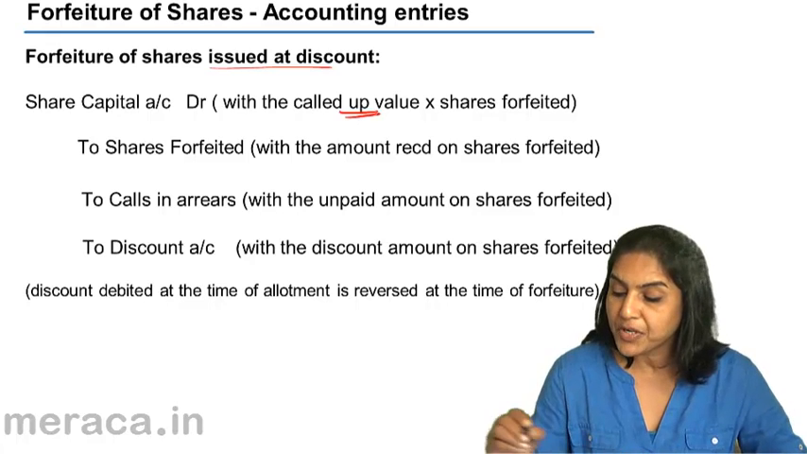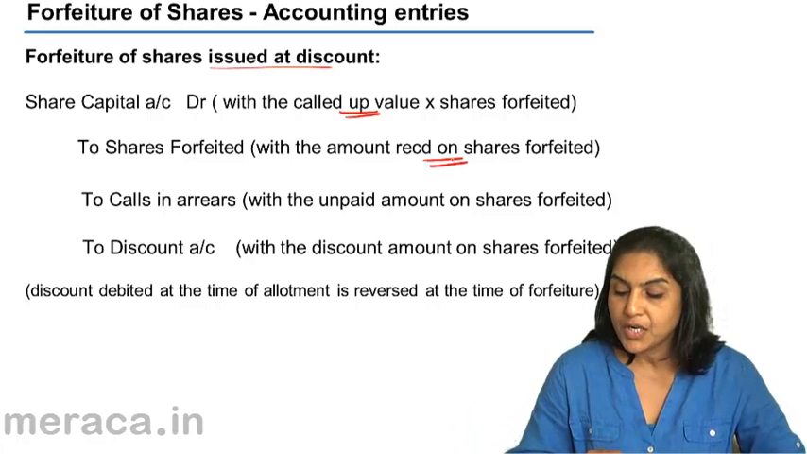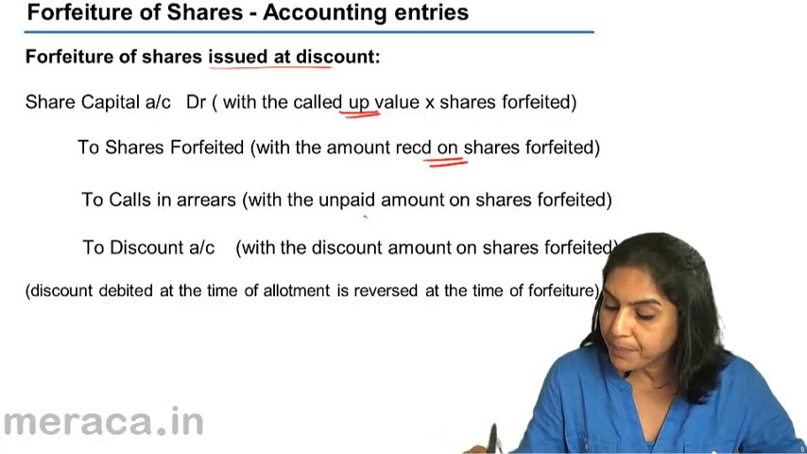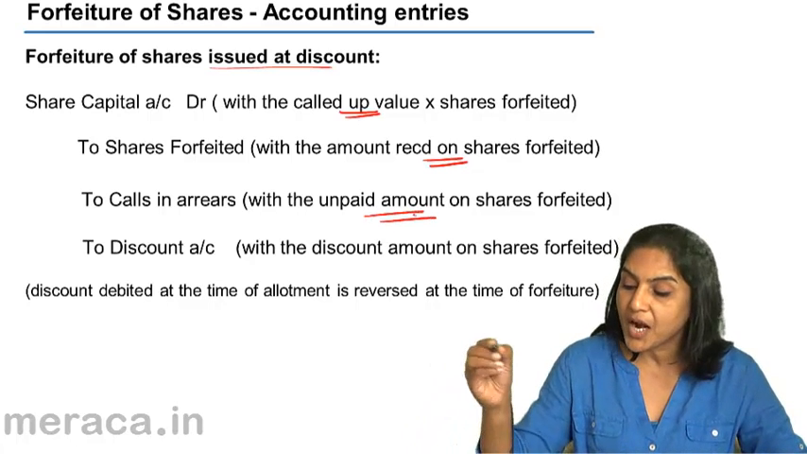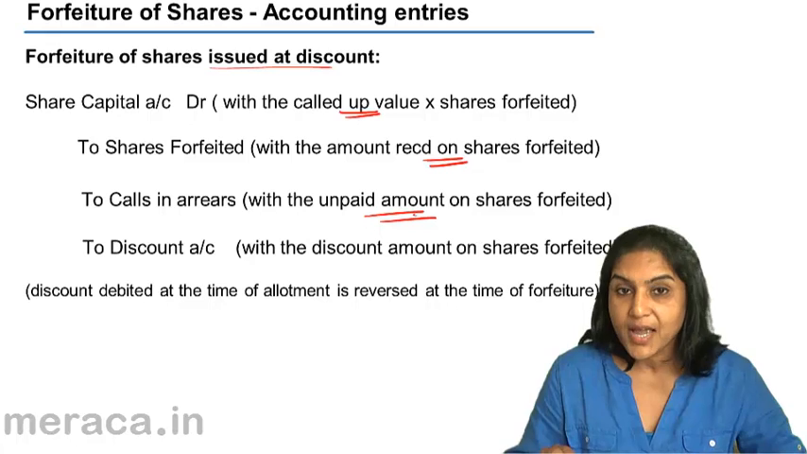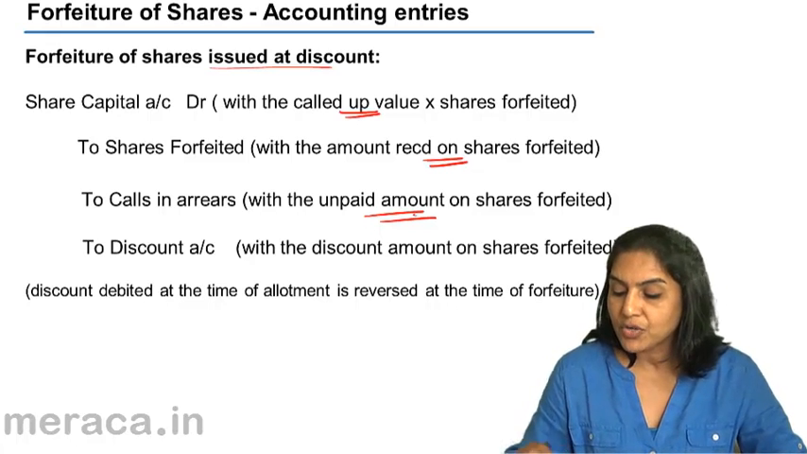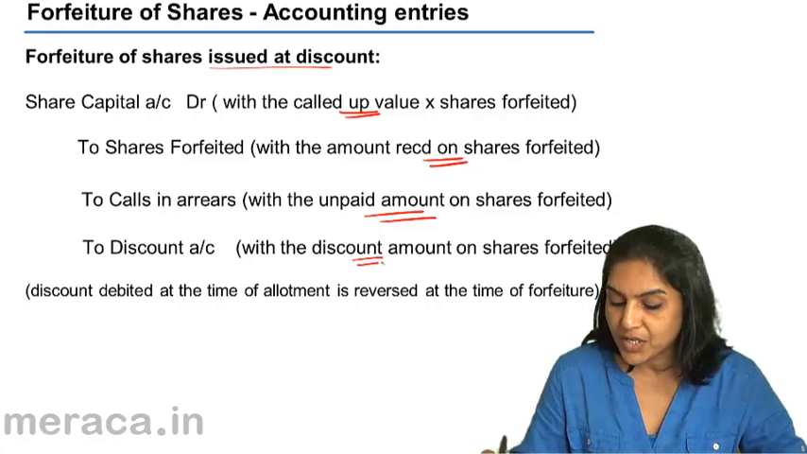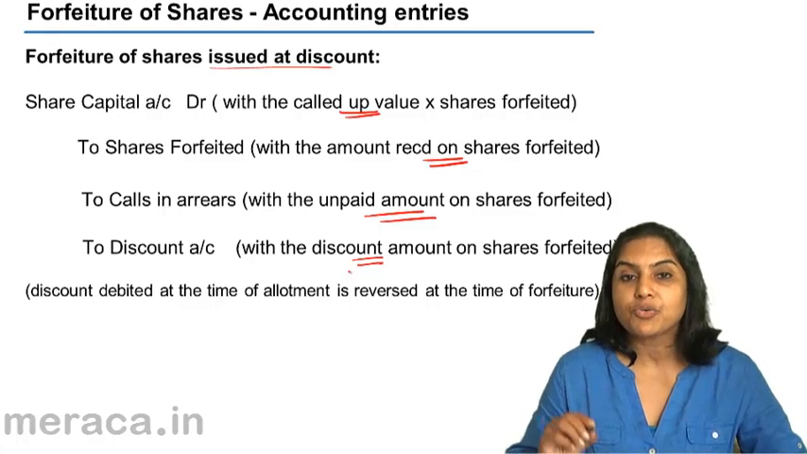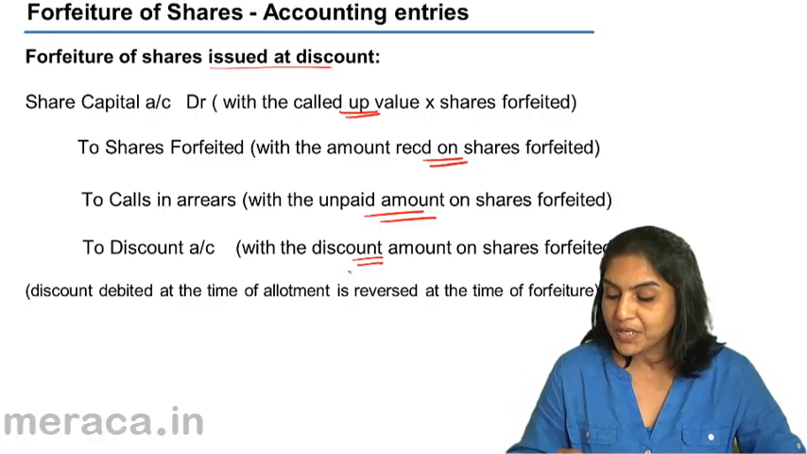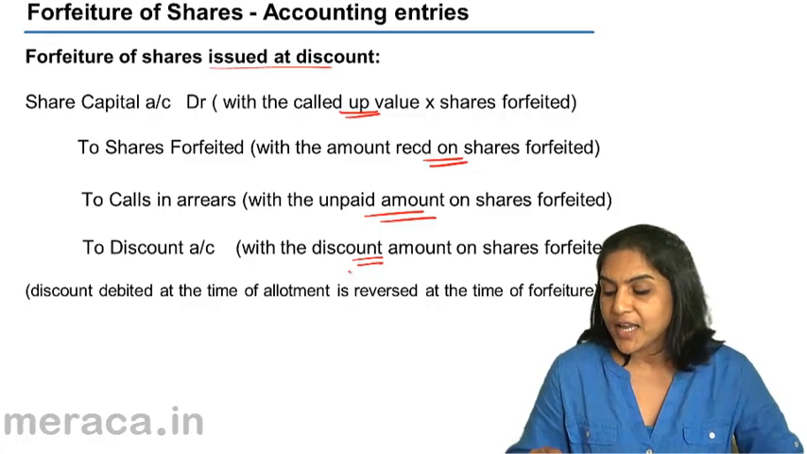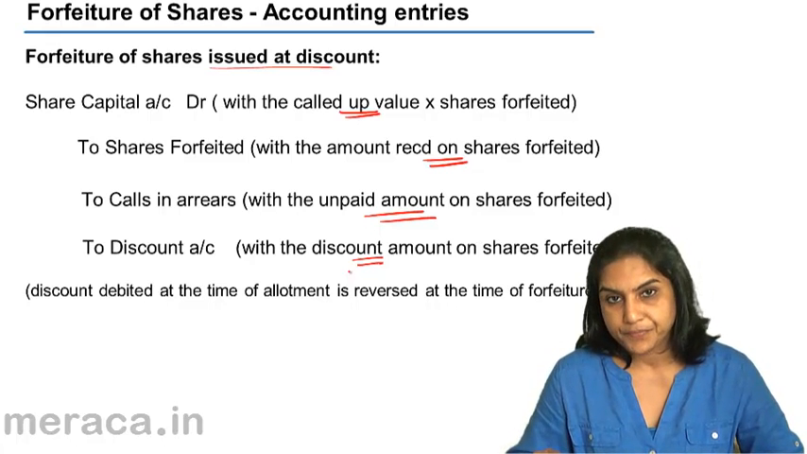To shares forfeited with the amount which is received, to calls in arrears with the unpaid amount on the shares forfeited, and to discount account with the discount amount on the shares forfeited. Discount which was debited at the time of allotment is reversed at the time of forfeiture.